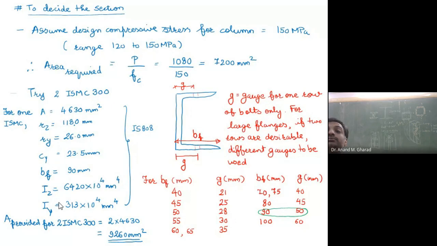23.5 mm, that must be in centimeter. It is in mm. 2.35 centimeter over. Zoom in a little and look. I think it is 23.5 mm. In IS 808, it is very small, it should not be the case actually. mm. And what about this thing?